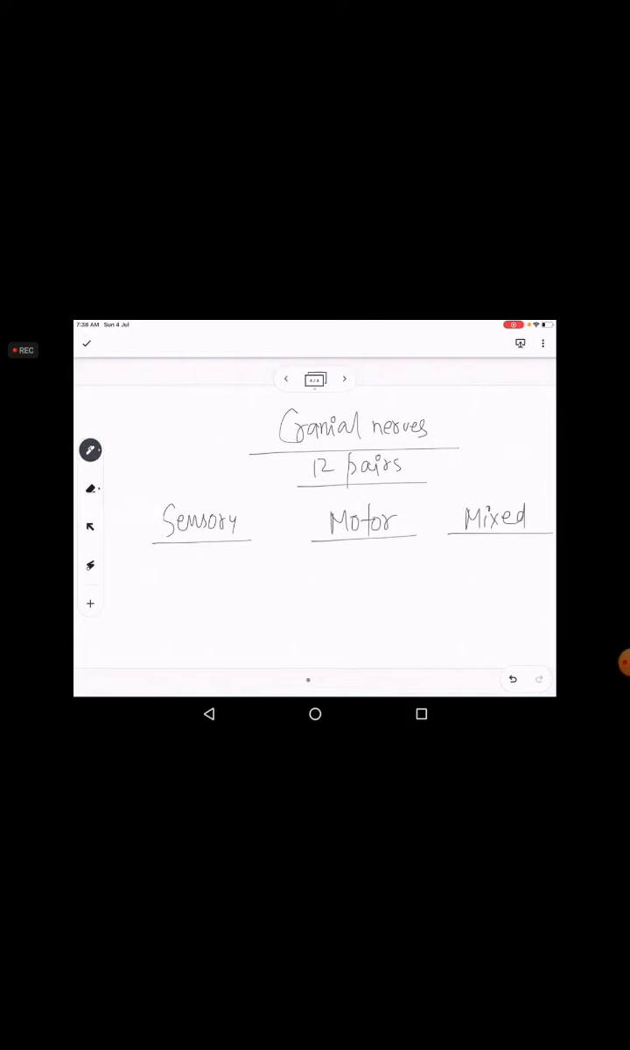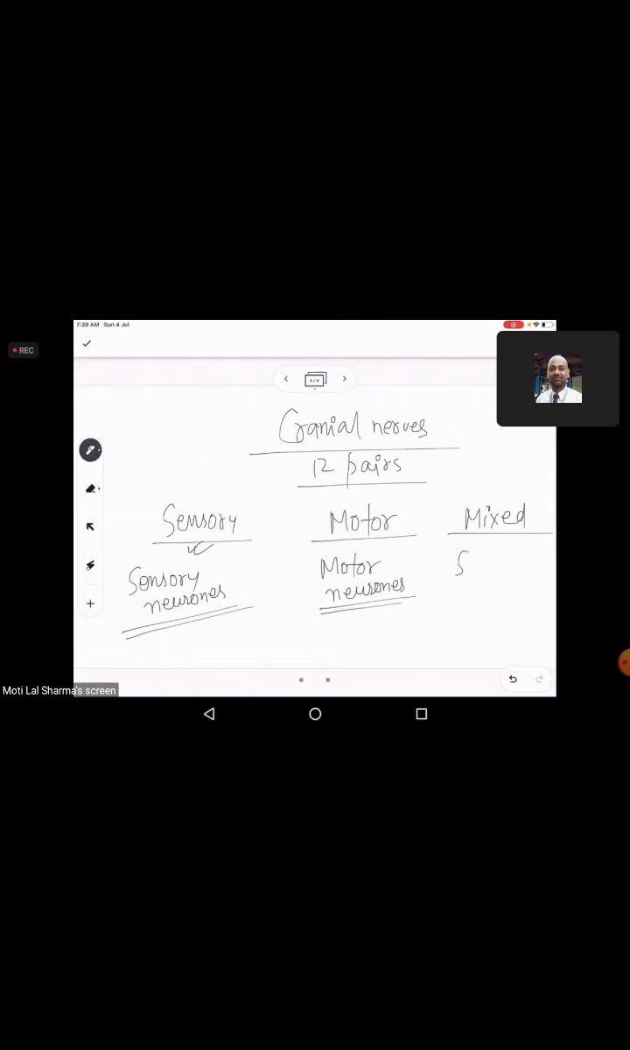Sensory knobs are bundles of only sensory neurons. Motor knobs, I have told you, they are bundles of what? Neurons. What kind of neurons? Motor knobs have only motor neurons. And mixed knobs have both. They have sensory neurons, as we discussed already, and they also have motor neurons.